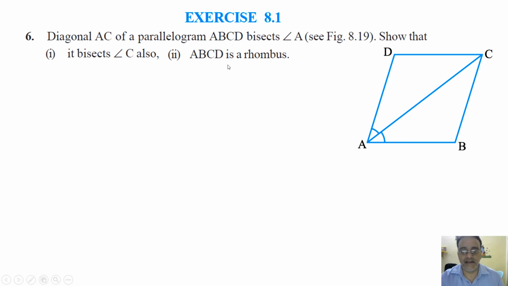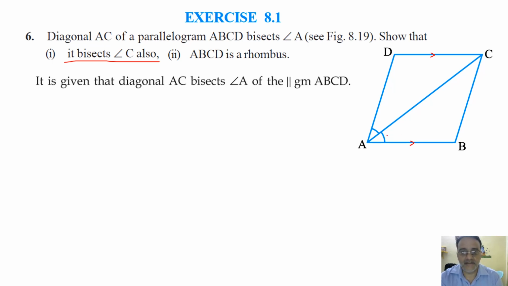Diagonal AC of parallelogram ABCD bisects angle A. Show that it bisects angle C also, and ABCD is a rhombus. Okay, so let us start with AB is parallel to DC. ये दोनों parallel है. Okay, and एक मिनट, इसको पहले नाम लिख लेते हैं एंगल्स का. 1 2 3 4, right? It is given that diagonal AC bisects angle A, so angle 1 is equals to angle 2, right?